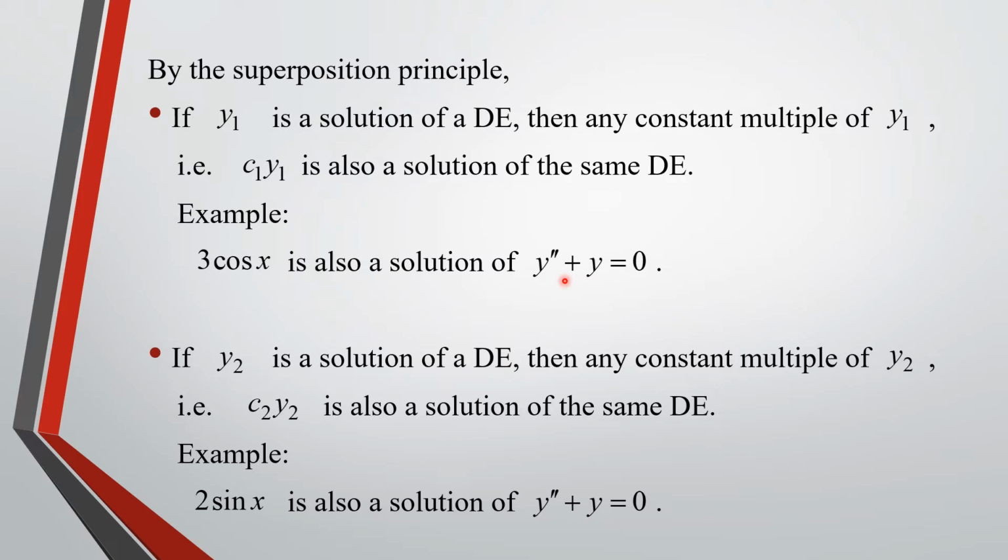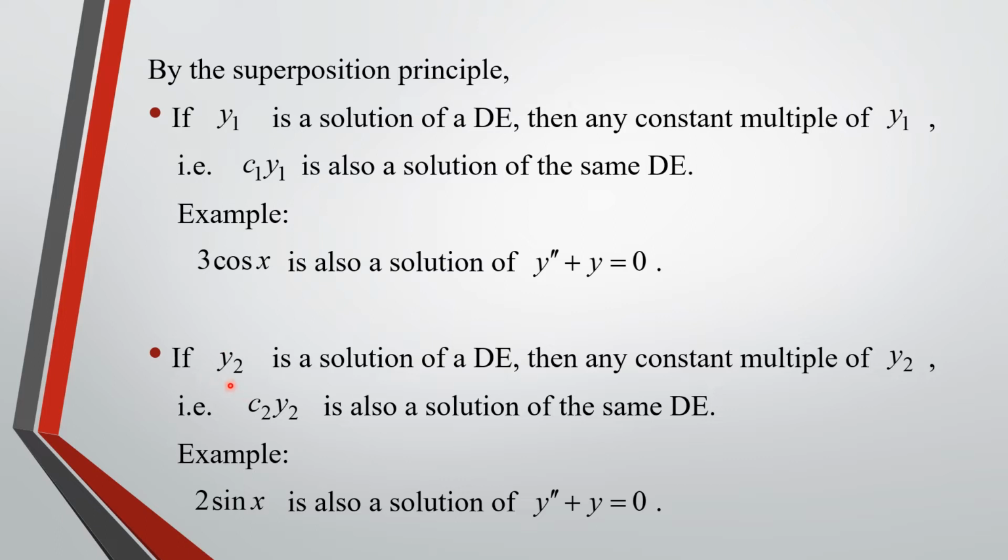How do you verify? You substitute 3 cos x into this part of the left side of the equation, and then you differentiate it twice. Okay, differentiate this twice and substitute into this part of the differential equation, and you will notice that the left hand side is equal to 0, is the same as the right hand side. So we can conclude that 3 cos x is also a solution of the same differential equation. In other words, c1y1 is also a solution of the same DE.